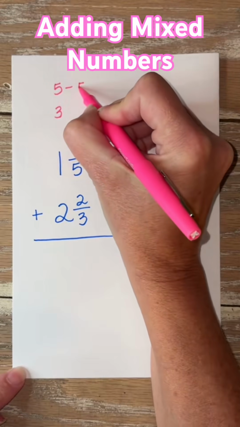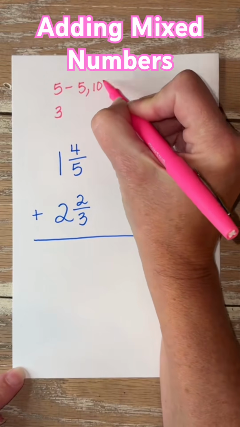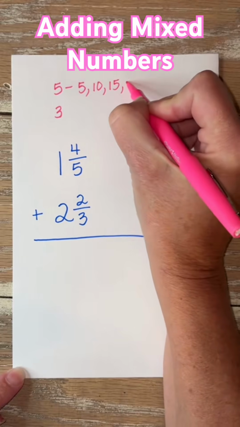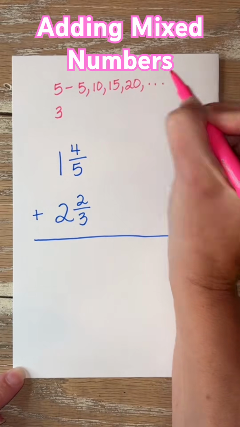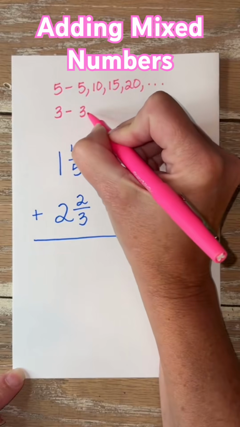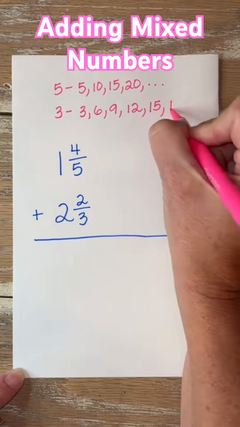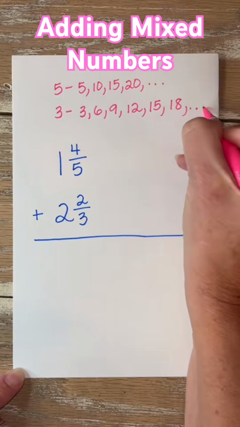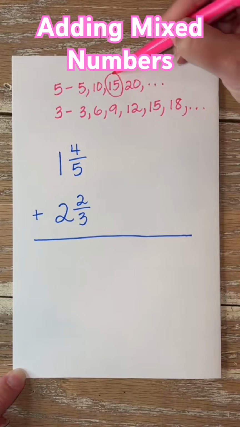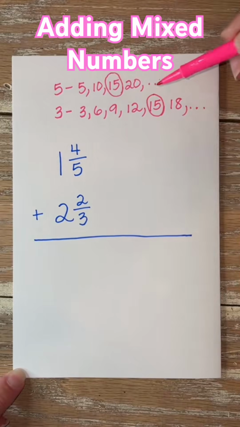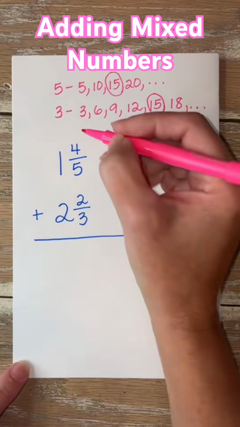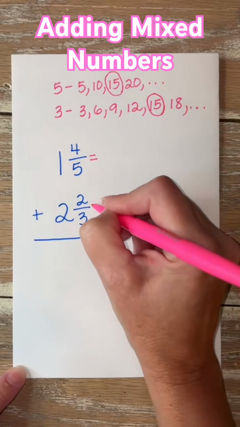3. So we can list our multiples: 5, 10, 15, 20, etc. for 5, and multiples for 3: 3, 6, 9, 12, 18, until we get to one they have in common. So you can see that 15 is the least common multiple for 5 and 3. So we're going to get a common denominator of 15 here.